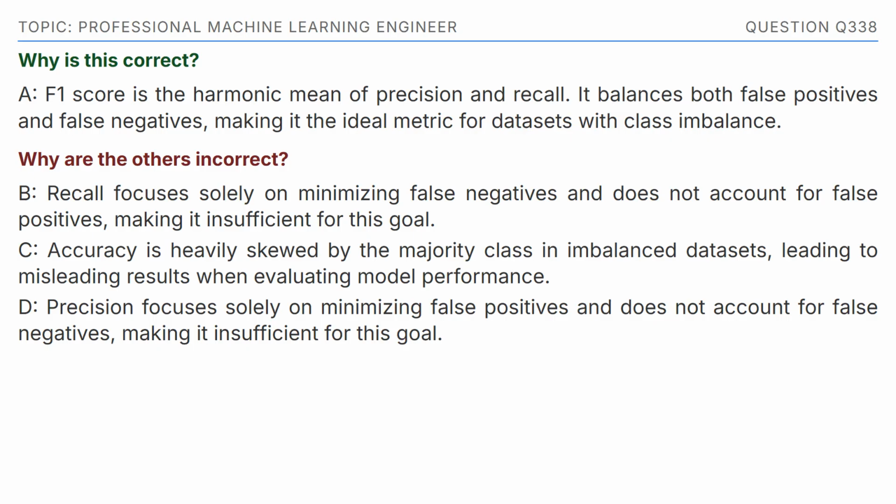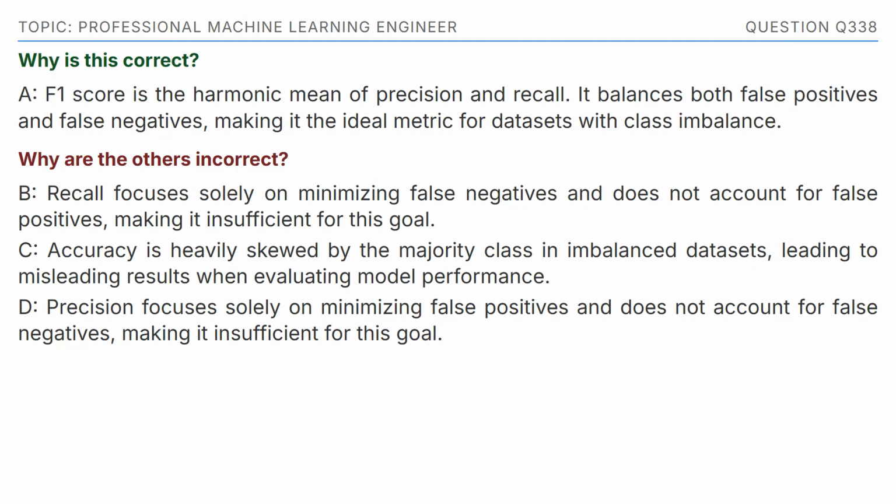Why are the others incorrect? B. Recall focuses solely on minimizing false negatives and does not account for false positives, making it insufficient for this goal. C. Accuracy is heavily skewed by the majority class in imbalanced datasets, leading to misleading results when evaluating model performance. D. Precision focuses solely on minimizing false positives and does not account for false negatives, making it insufficient for this goal.